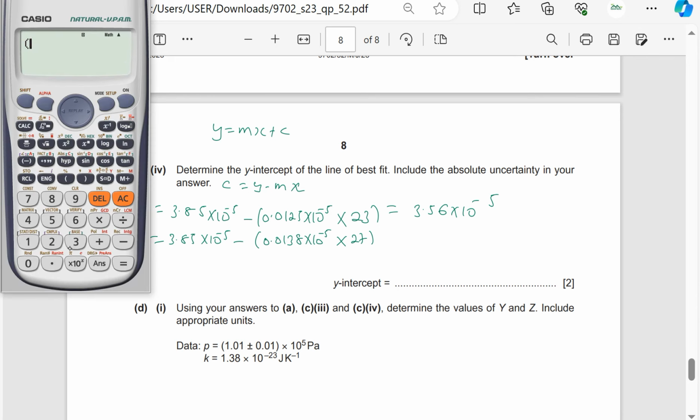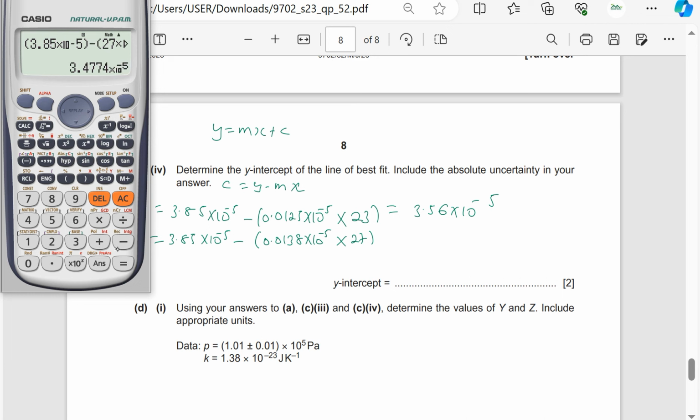Then the second one is, if I see that they're exactly the same, I will have to increase the number of significant figures because an error of 0 is not acceptable. 3.85 exponent minus 5, then minus 0.0138. I have to start with 27. 27 times 0.0138 exponent minus 5.